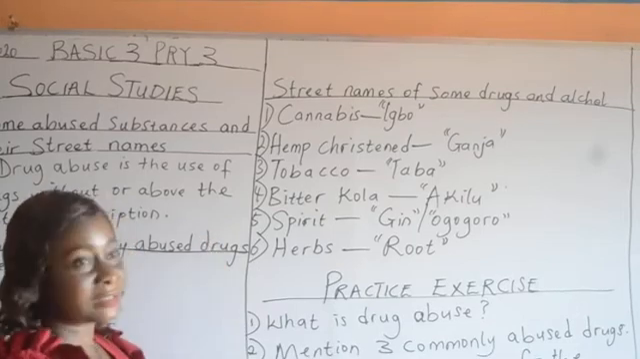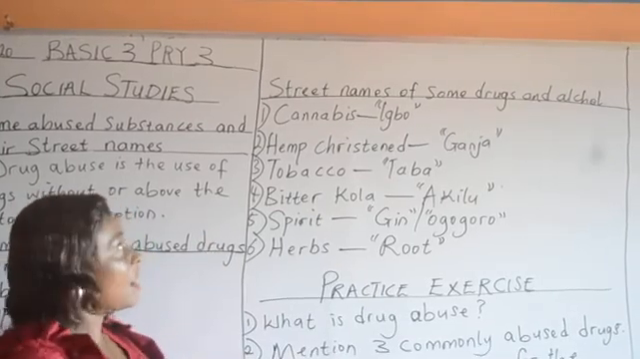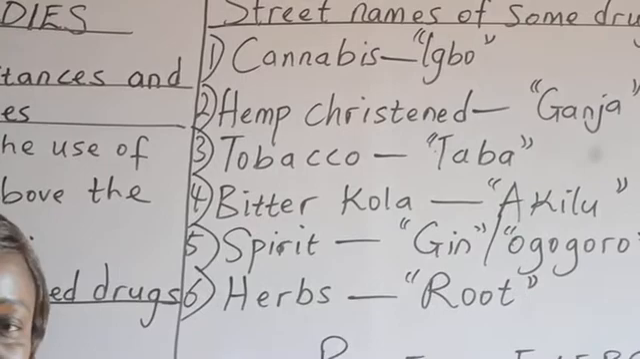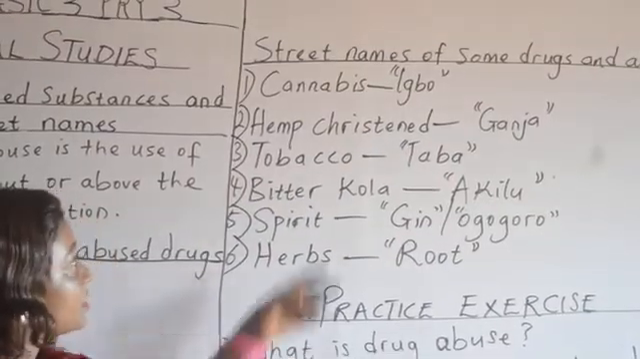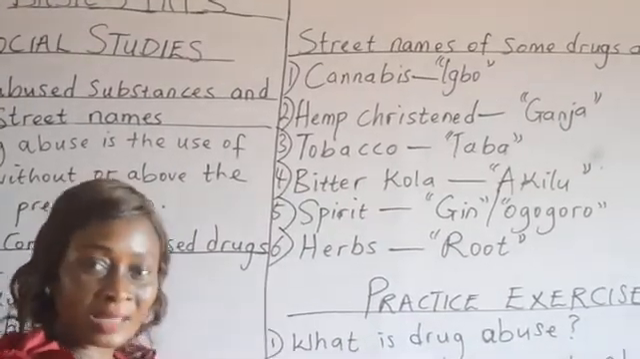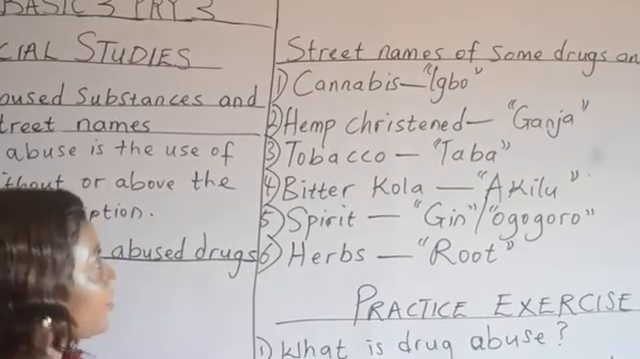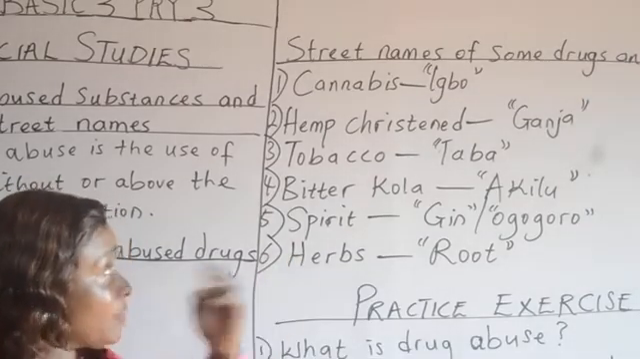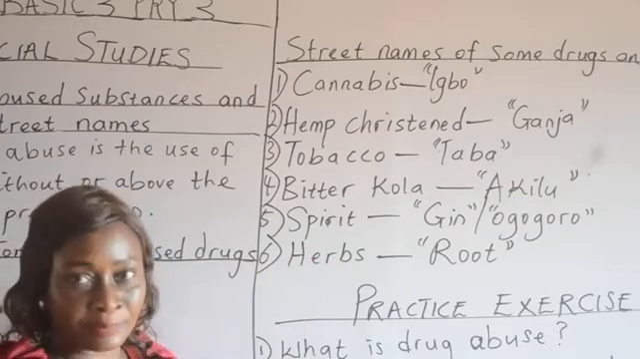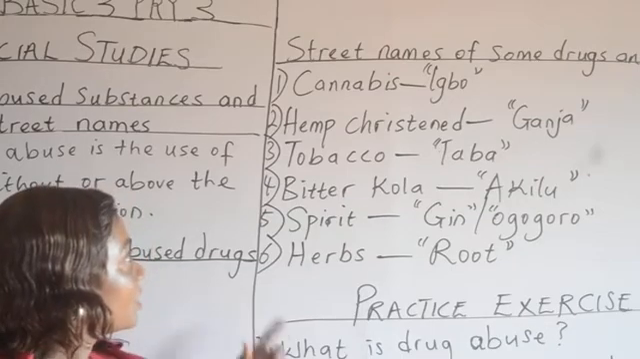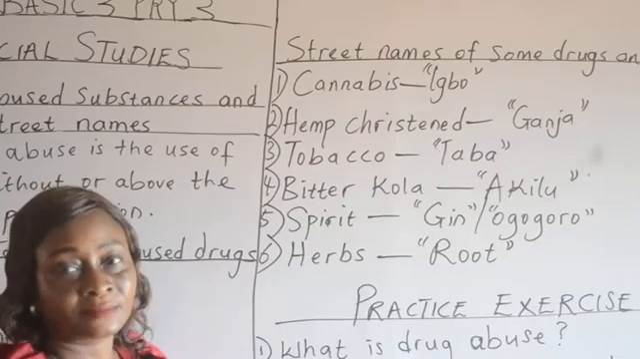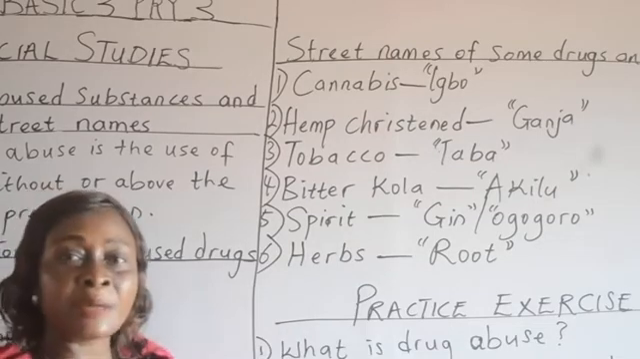Street names of some drugs and alcohol. Examples 1 to 6. Number 1 is cannabis. Cannabis is the formal or official name, but Igbo is the street name for cannabis. Hemp crystal, the street name is ganja. Ganja is the street name for hemp or Indian hemp. Tobacco, the street name for tobacco is taba. Taba is the street name for tobacco.